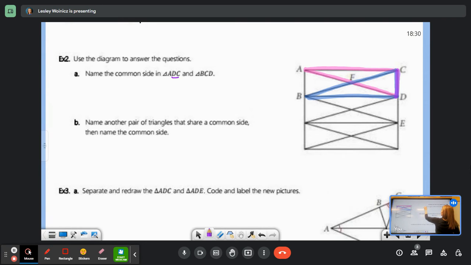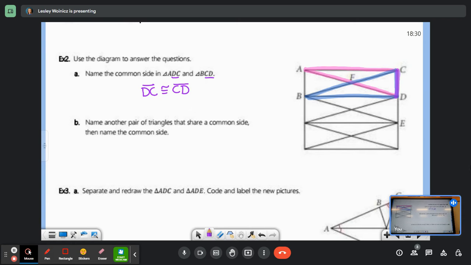And notice the order of the letters. In triangle ADC, it is side DC, with a little bar. And in triangle BCD, it is side CD. That is the side that they share.